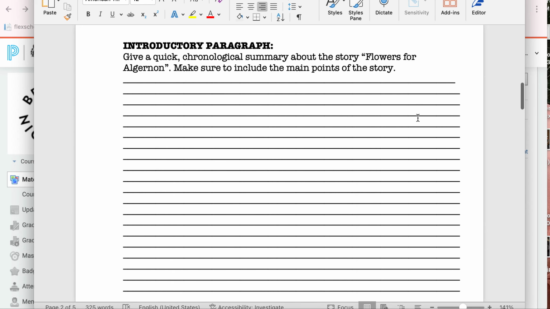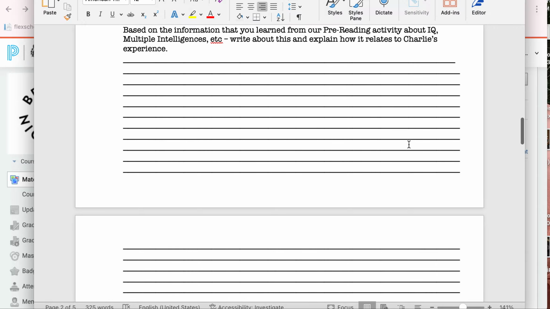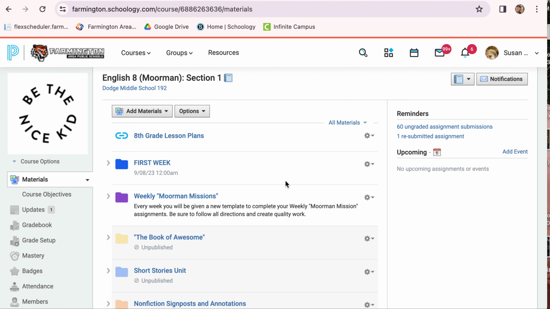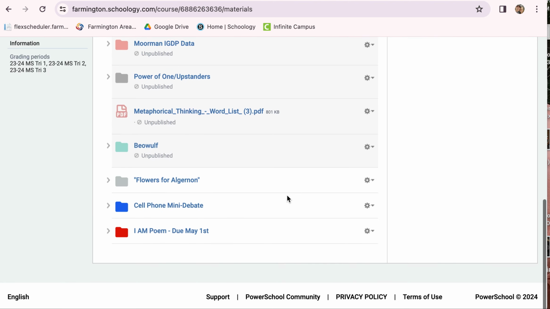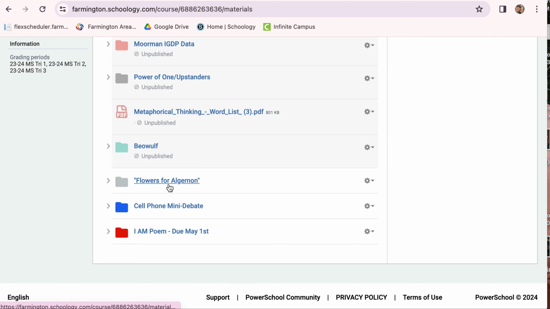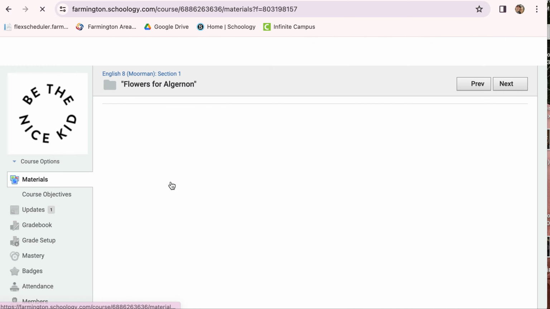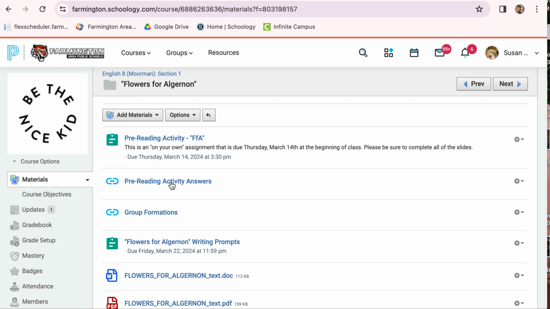So this is what you did yesterday, and today you're going to be doing this. This one says, based on the information that you learned from our pre-reading activity about IQ, multiple intelligences, etc., write about this and explain how it relates to Charlie's experience. So if I go back, we're going to go all the way down in Schoology to our Flowers for Algernon folder. Remember, mine looks a little bit different because I have teacher view.